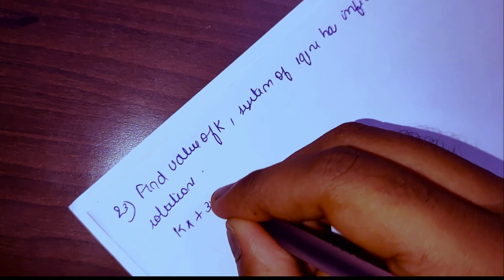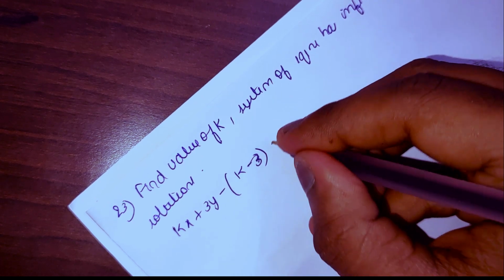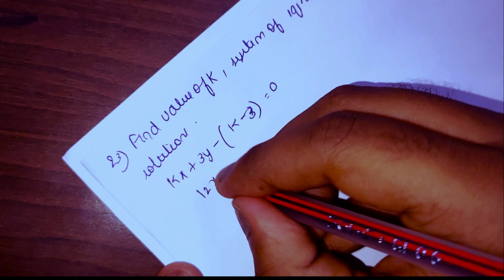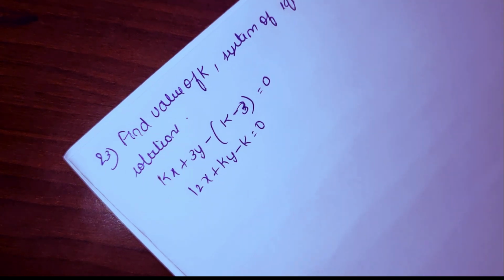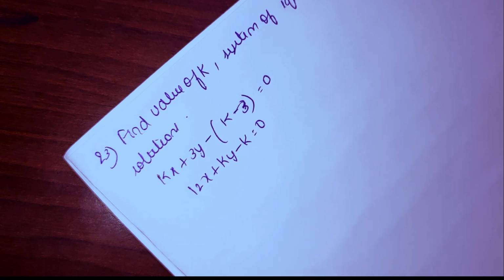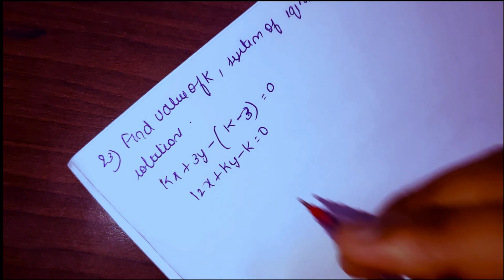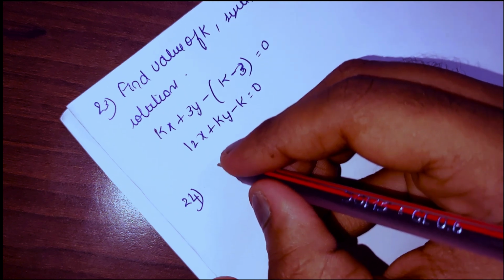kx plus 3y minus k minus 3 is equal to 0. 12x plus ky minus k is equal to 0. Same kind of question like the previous one. Now we will move into the 4-mark questions. These are 4-mark questions.